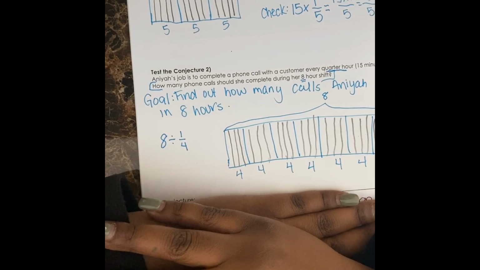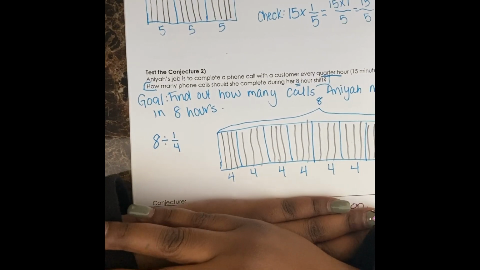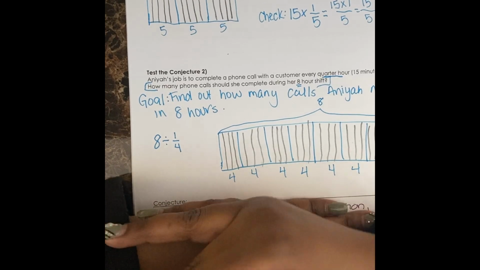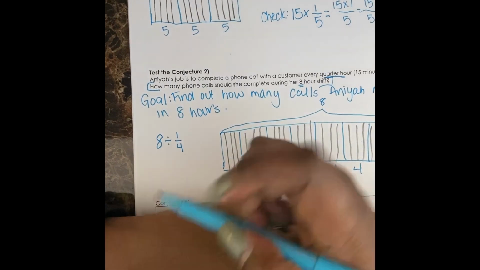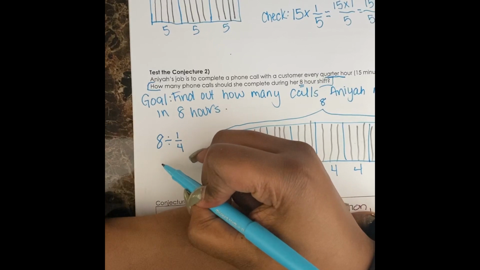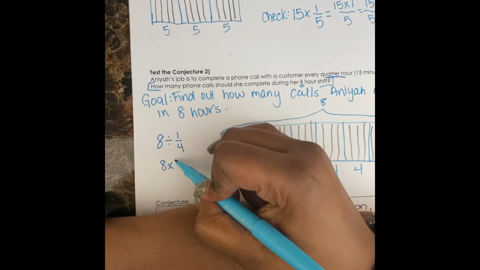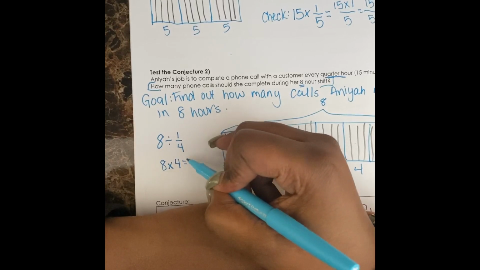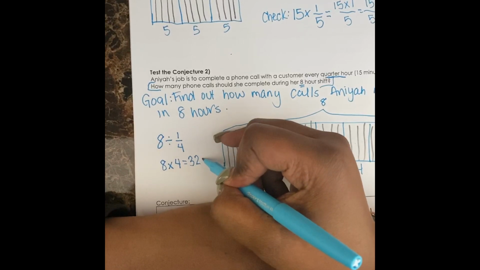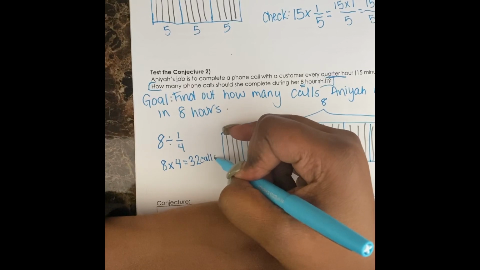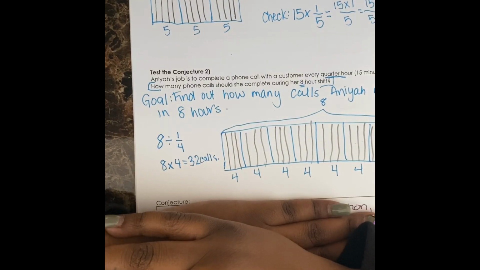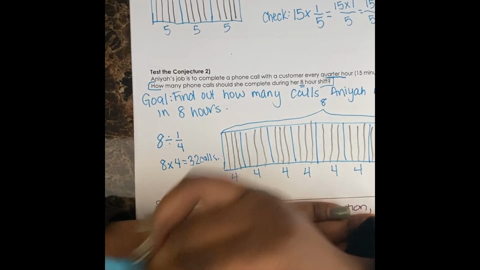We are going to apply our conjecture for today: multiply the dividend by the denominator. We are going to apply that conjecture to this problem. So we are going to do 8, which is our dividend, times 4, which is our denominator. 8 times 4 we know gives us 32. Anaya should make 32 calls in her 8-hour shift.